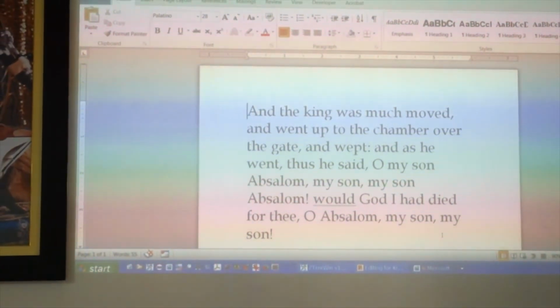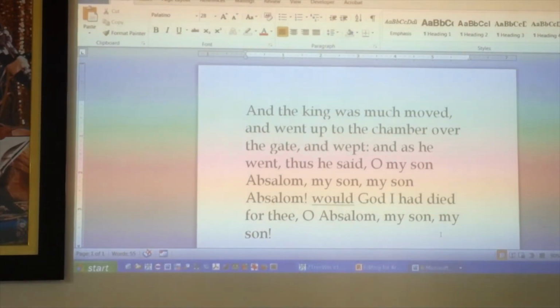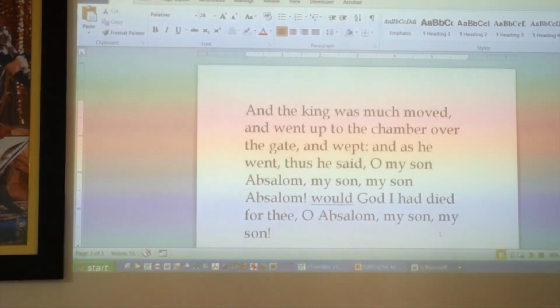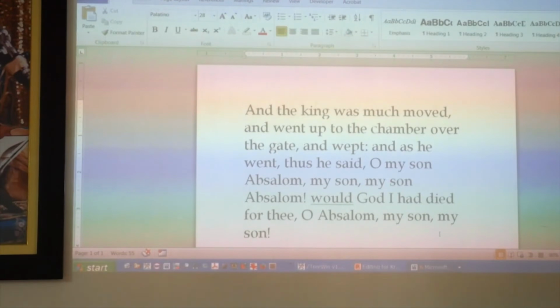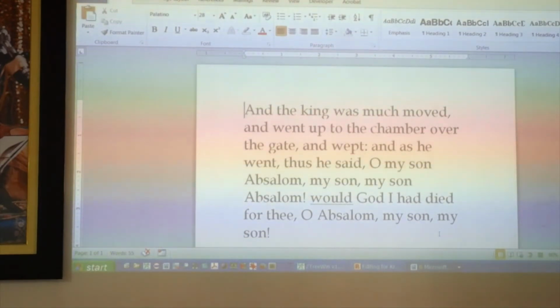And the king was much moved, and went up to the chamber over the gate, and wept. And as he went, thus he said, "O my son, Absalom, my son, Absalom, would God I had died for thee. O Absalom, my son, my son."